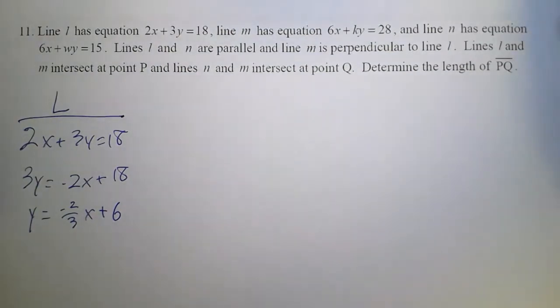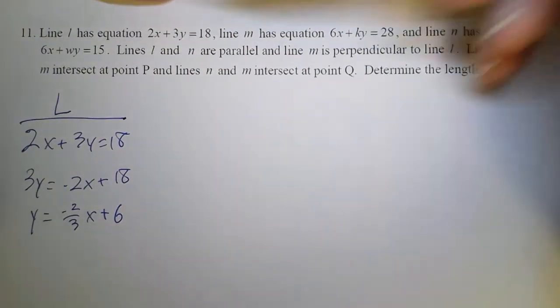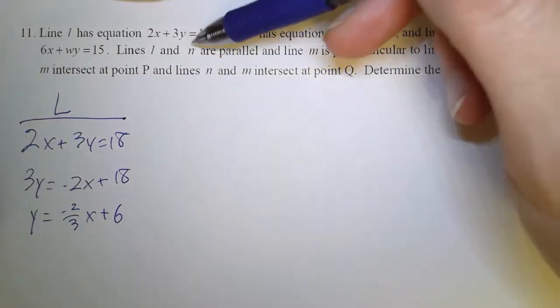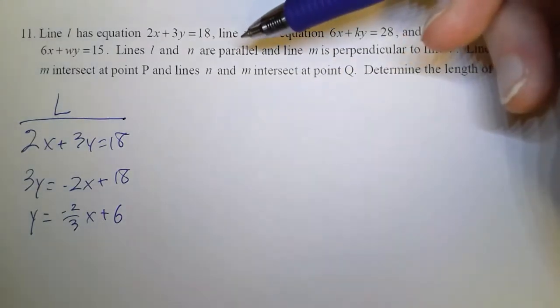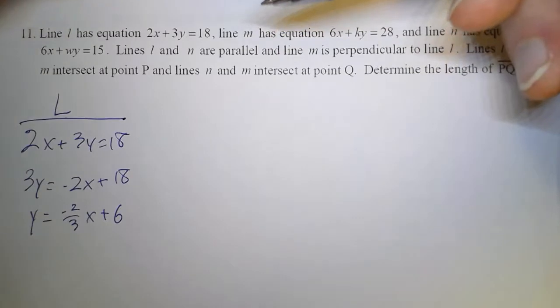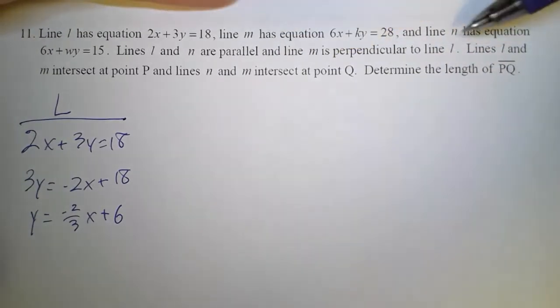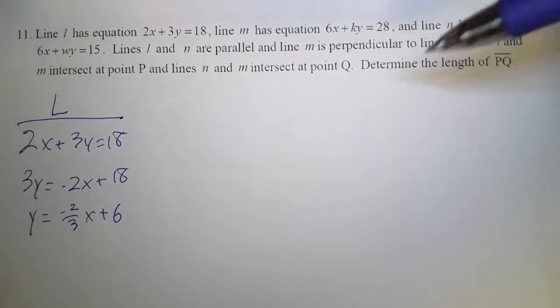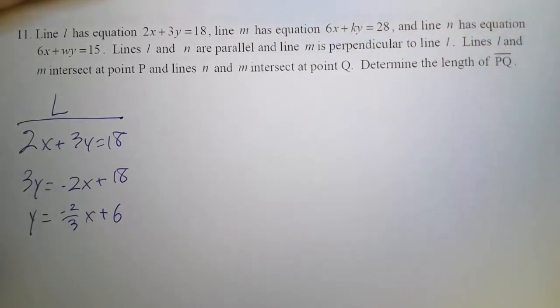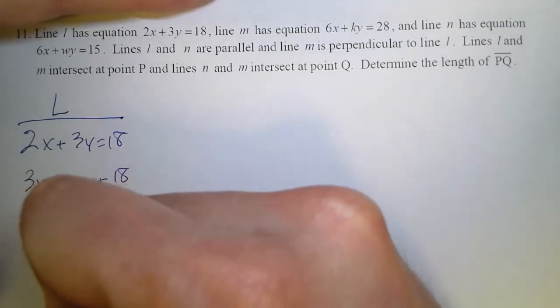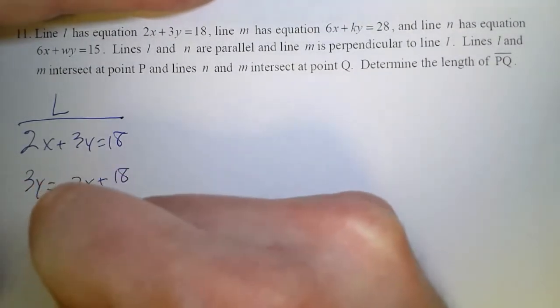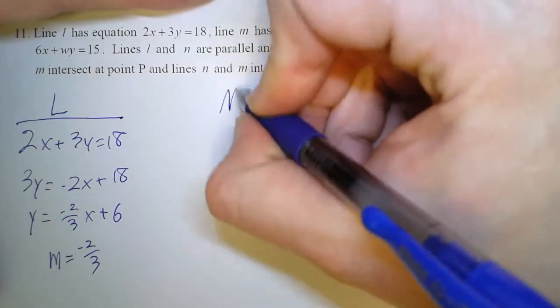All right, now the key thing here is that they tell us that lines L and N are parallel. Now that means if they're parallel, they have the same slope. And line M and line L are perpendicular. That means they have opposite reciprocals. That means if we take the two slopes and multiply them, we get negative 1. So this is key right here, that the slope is negative 2/3. That's key. So let's look at line M.